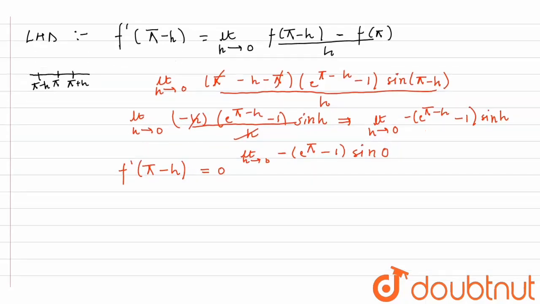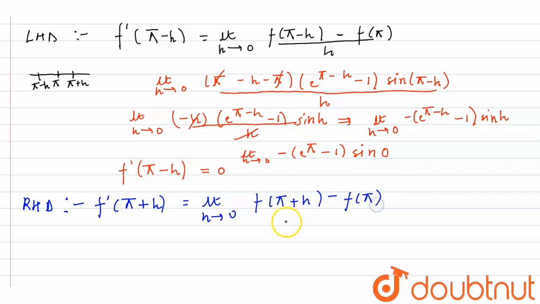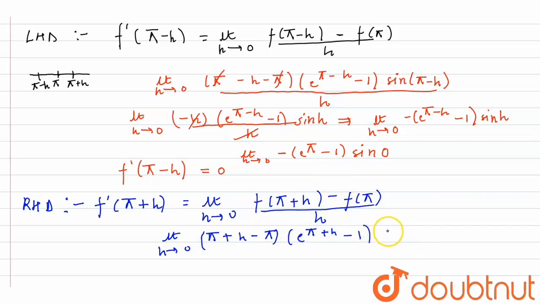Now we will calculate the RHD. So for RHD, we have f'(pi + h). Now this will be equal to limit h tends to 0 of (f(pi + h) - f(pi)) / h. Now this is limit h tends to 0 of (pi + h - pi) (e^(pi + h) - 1) sin(pi + h) minus 0, because f(pi) is 0, whole upon h.